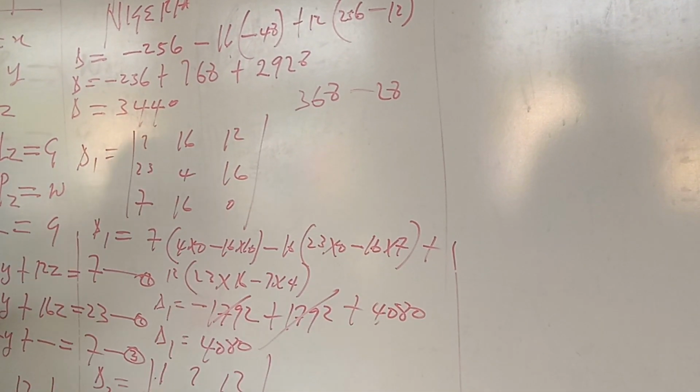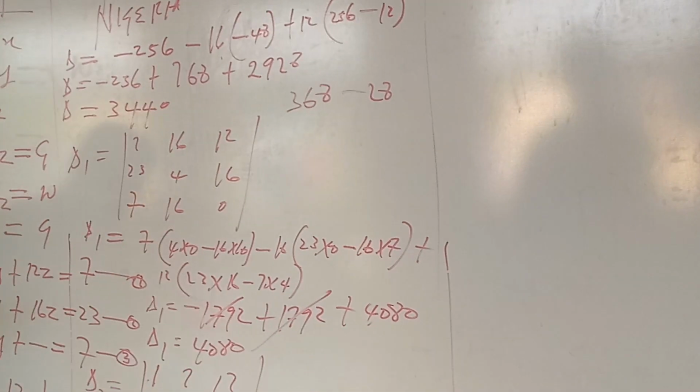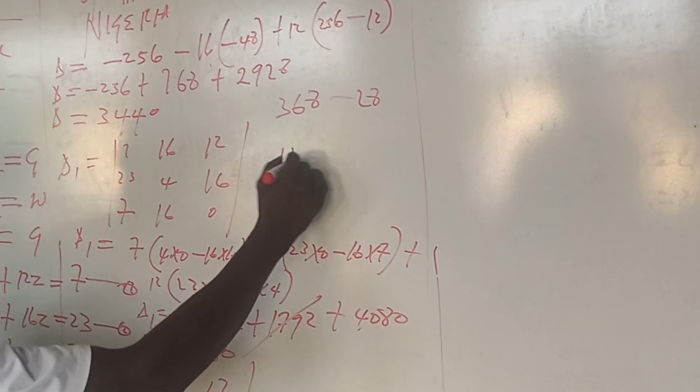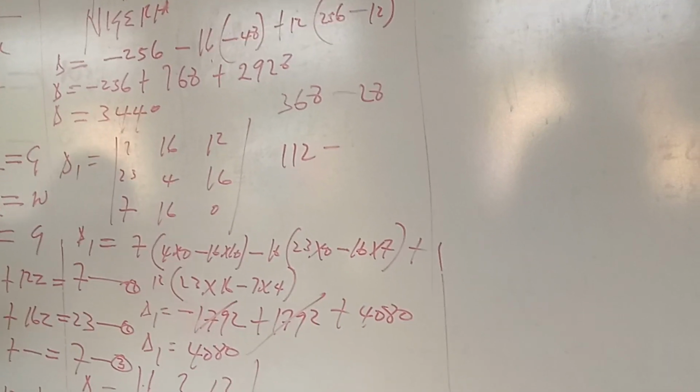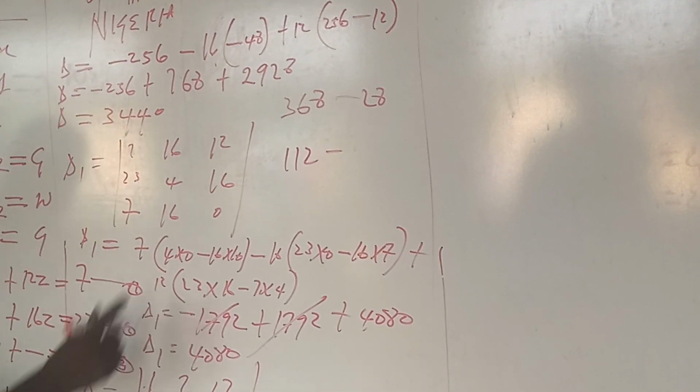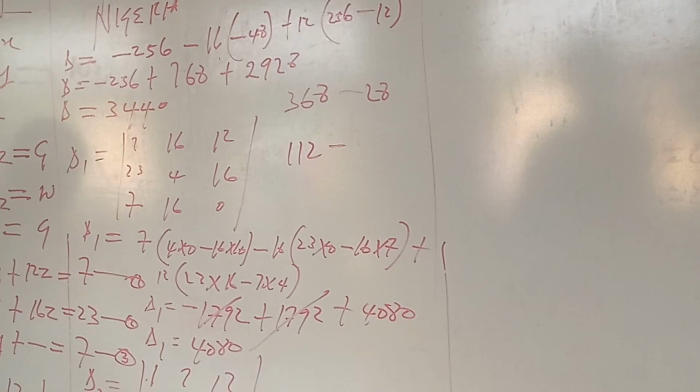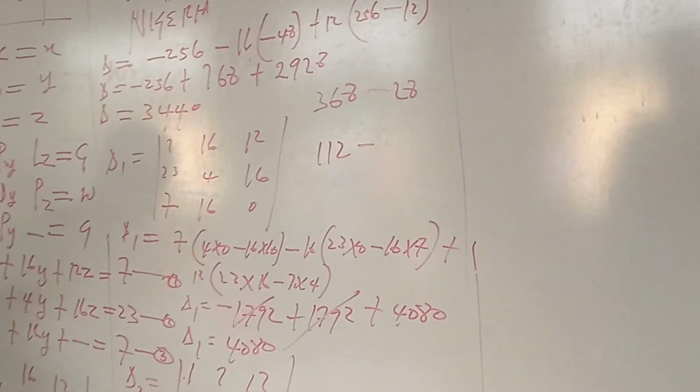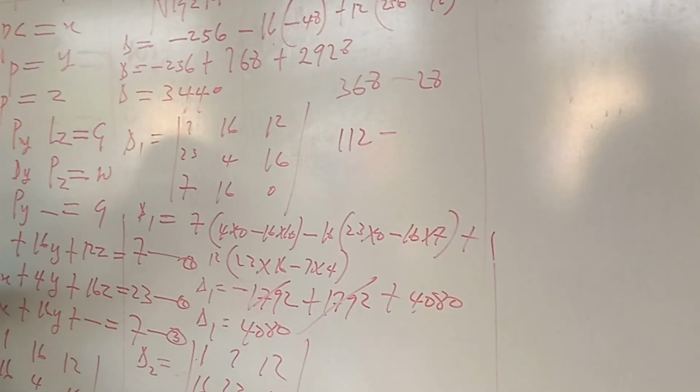Then the next one is 16 times 7, 1, 1, 2, right? 1, 1, 2 minus 3 times 23. 3 times 23, that should be 69. So 1, 1, 2 minus 69 will give us what? 43. 1, 1, 2 minus, is it 43? Times 12 will give me what? But there's 12 here. Can you see it? Times 12 will give me what?